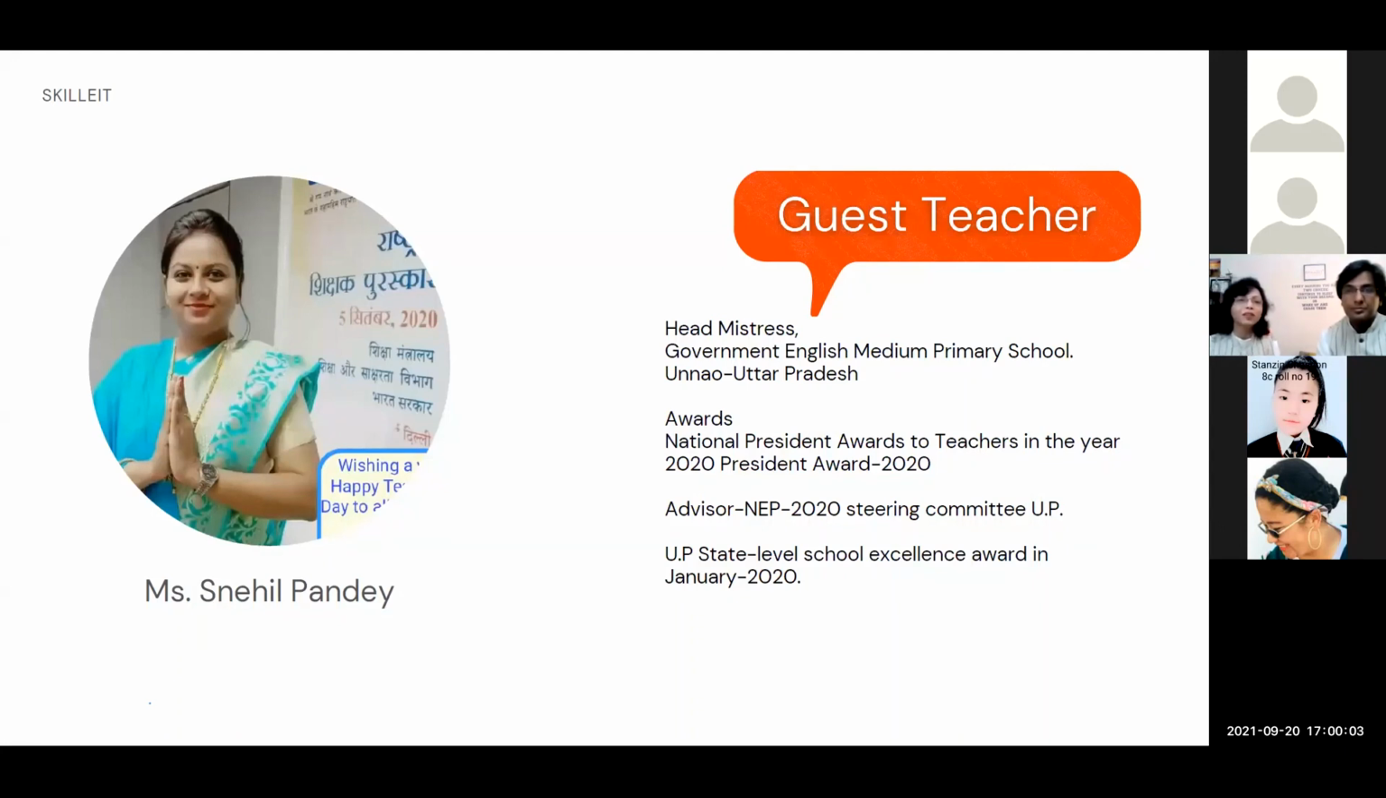So now we'll welcome another guest teacher, Miss Snehil Pandey. She is one of the youngest National President Award winner teachers in the year 2020. She is headmistress in a Government English Medium Primary School in Uttar Pradesh. She is also part of the advisory steering committee in the NEP 2020, and she has also got an award at UP state level, School Excellence Award in January 2020. So Snehil, welcome, and we would like to hear your experience.